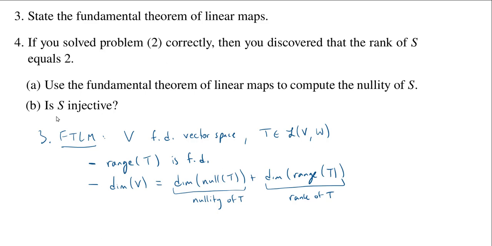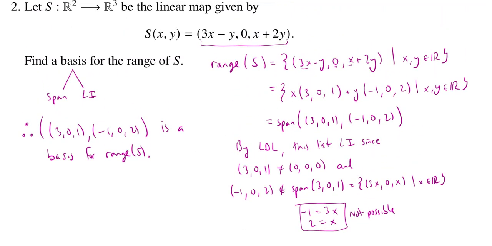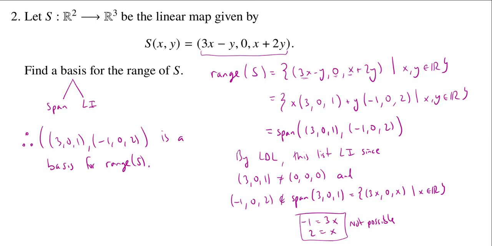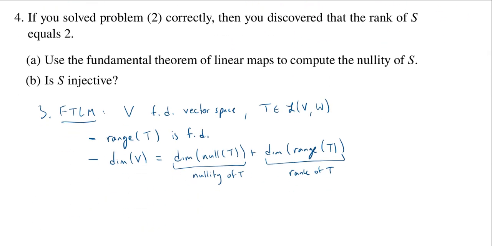So then in problem 4, it says if you solve problem 2 correctly, what was problem 2? Well, in problem 2, we had a linear map from R2 to R3. And what we concluded in the end was that the range of that map had a basis of length 2. That tells us that the dimension of the range is 2, or if you like, the rank is 2. And that's the only thing we have to remember, along with that this was a map from R2 to R3. Well, actually, the R3 doesn't even really matter. So let's copy that down.